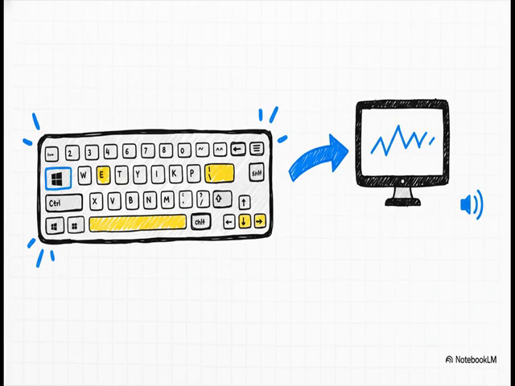Now, for a really cool kind of secret shortcut, I want you to press 4 keys all at once: the Windows key, Control, Shift, and the letter B. Your screen will flash black for a split second, and you'll hear a little beep.